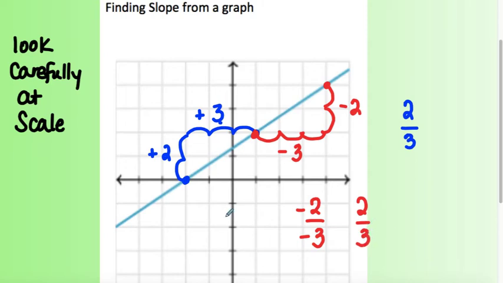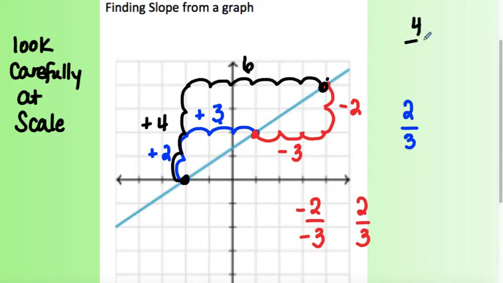So it doesn't matter. Now I could also, if I really wanted to, start here and go to here. And that would be a rise of 1, 2, 3, 4. So up 4 and to the right 1, 2, 3, 4, 5, 6. So 4 over 6 is still that same ratio of 2/3. Okay, so that's how you find slope from a graph.